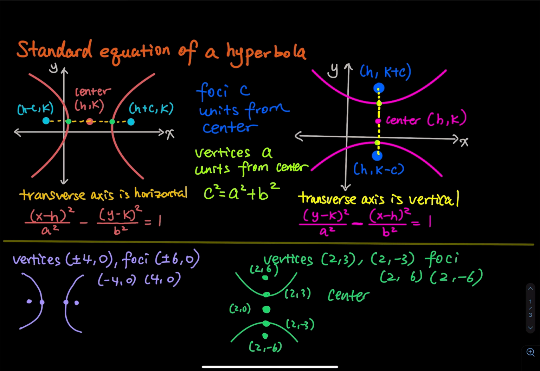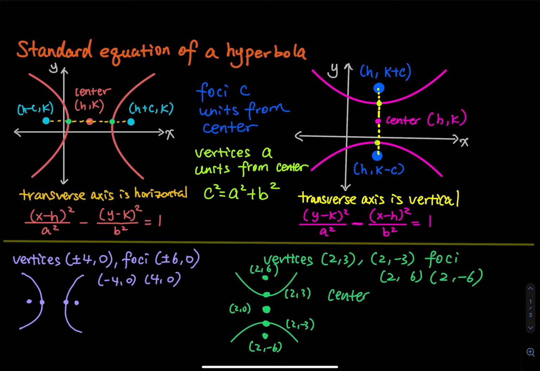The relationship between a, b, and c is c squared equals a squared plus b squared. For a vertical hyperbola, the standard equation is (y minus k) squared divided by a squared minus (x minus h) squared divided by b squared equals 1. If you make a quick comparison between the horizontal and vertical hyperbola, the difference is: for horizontal, x goes first. For vertical, y goes first.